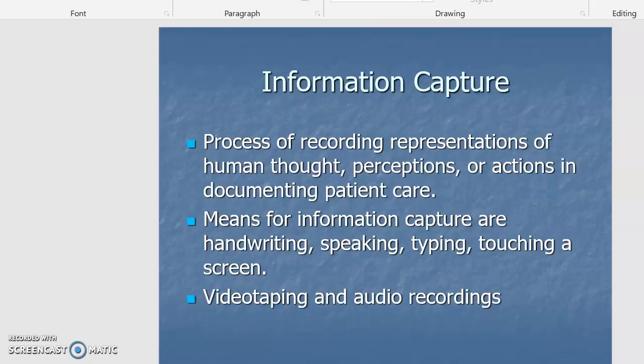So information capture. This is the process of recording representations of human thought, perceptions, or actions and documenting patient care. This means for information capture: handwriting, speaking, typing, touching a screen, or videotape and audio recordings. Keep in mind report generation is the construction of a healthcare document, whether it's paper or digital, and it consists of formatting and structuring or capturing that information.